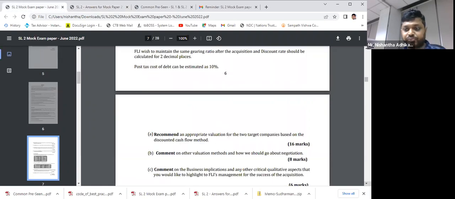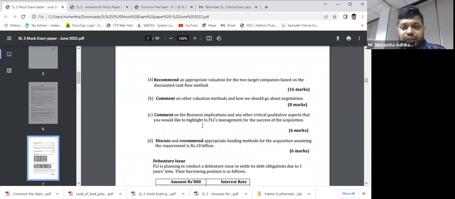Okay, part C. Comment on business implications and any other critical qualitative aspects that you would like to highlight to FLI's management for success of the acquisition. Remember, when you're going to acquire a well-established business, you have to look at the fact that there are some situations where financial information or relationships can be manipulated, right? It can be manipulated. Therefore, you have to look at that. And cultural conflicts might arise when you acquire a new company, right?